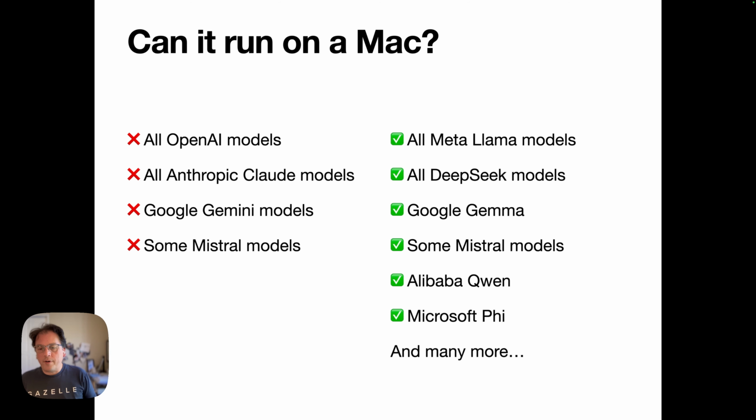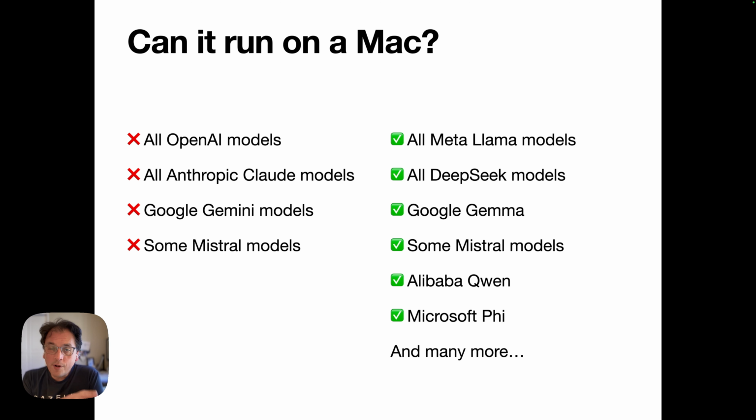So let's talk about running these models locally. So not on a server like ChatGPT or Claude, but on your own Mac or iPhone. Not all models can be run locally on your Mac, because many models that we use every day are closed source and proprietary. We don't have access to these files. We cannot download these files. And these closed source proprietary models currently include all OpenAI models. That will change once OpenAI launches their open source model.